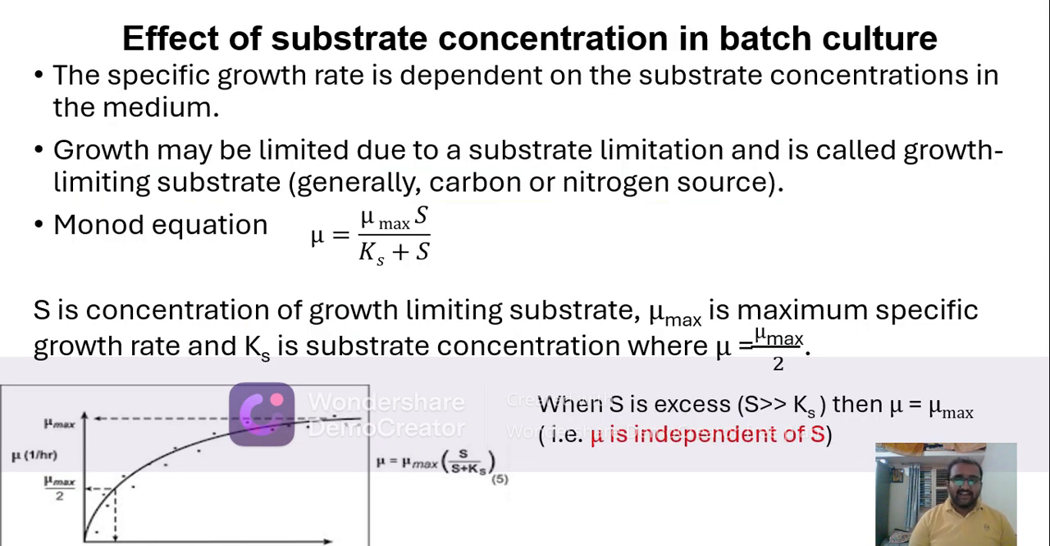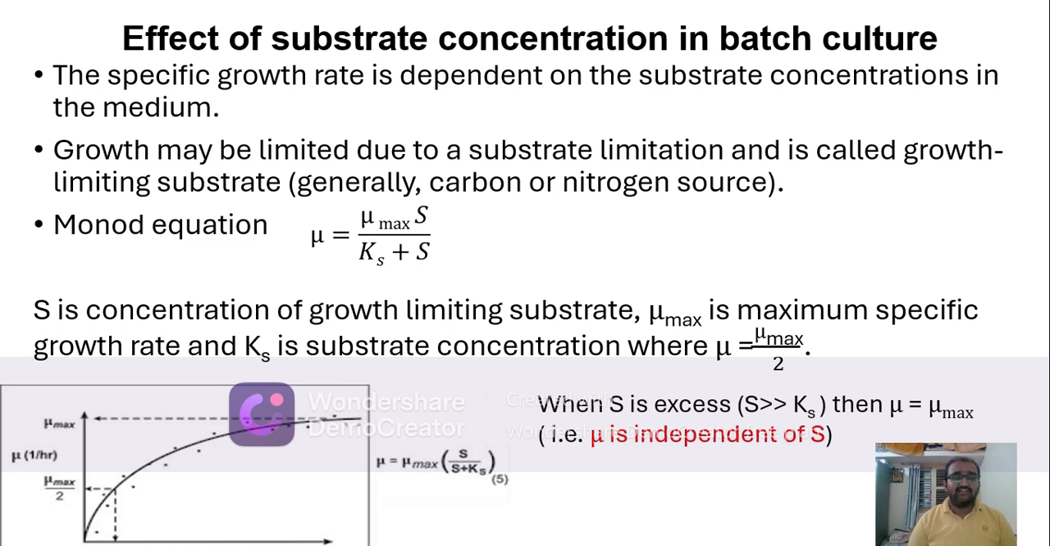So we have learned about the growth curve, a typical growth curve which has four phases. During this time, especially during the log phase, the substrate utilization is very high. So how do you utilize substrate? The cells will utilize the substrate present in the culture. So the specific growth rate is dependent on substrate concentrations present in the medium, basically.